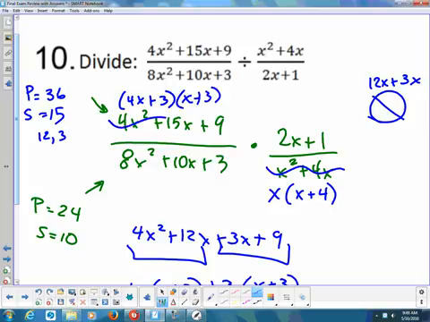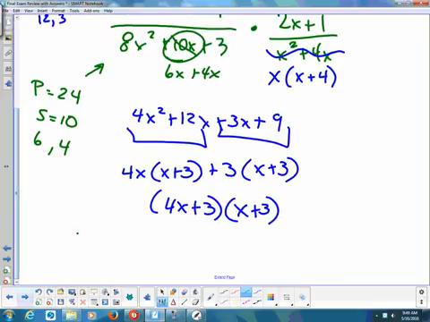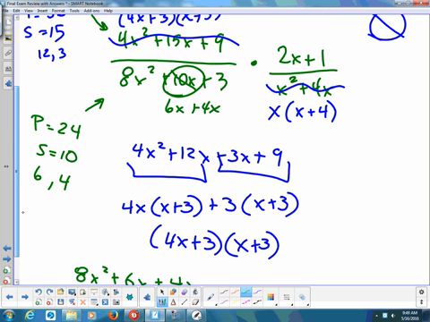So we rewrote that. Gentlemen, you had 24 and 10. What two numbers did you choose? 6 and 4. So you took out the 10x and you replaced it with a 6x and a 4x. So we have 8x squared plus 6x plus 4x. And it was what? Plus 3?